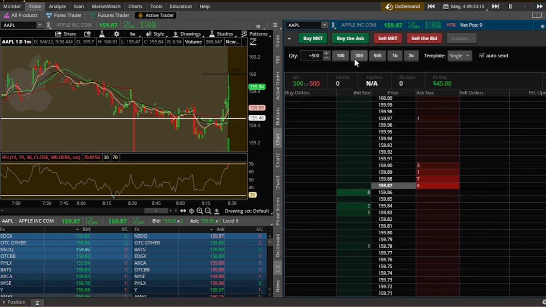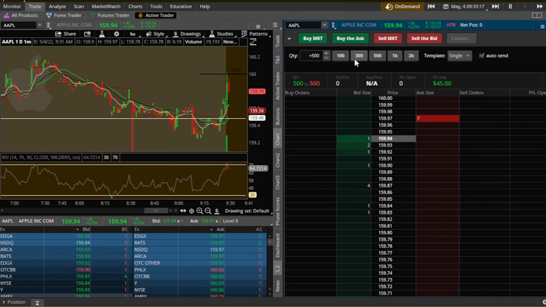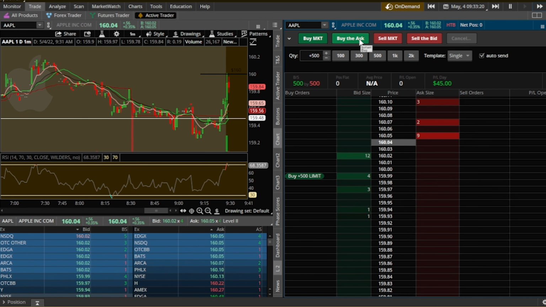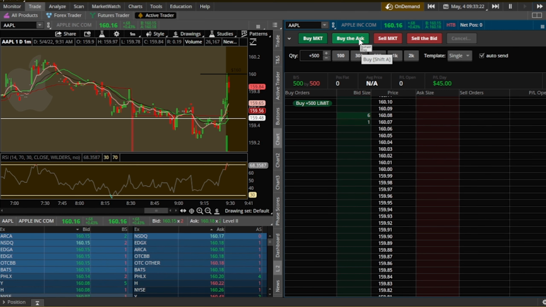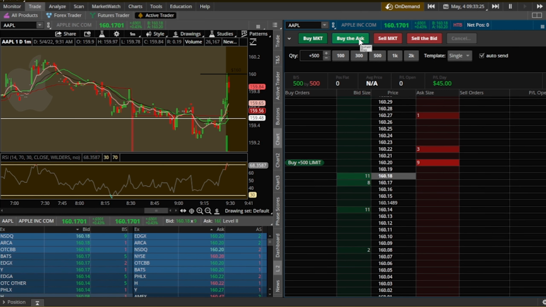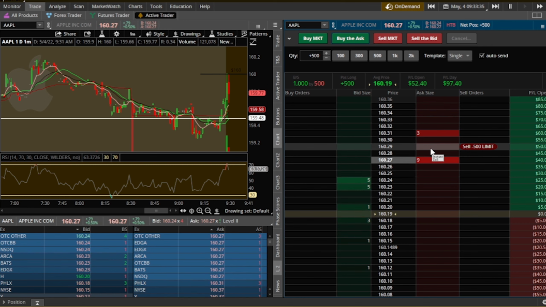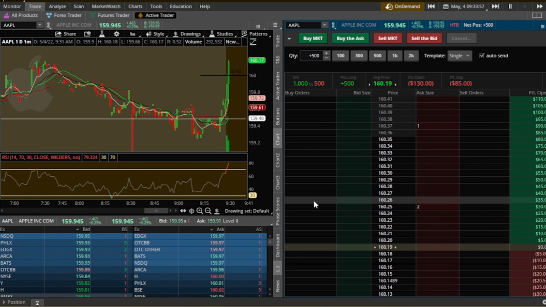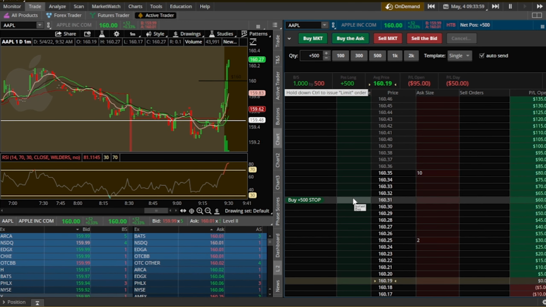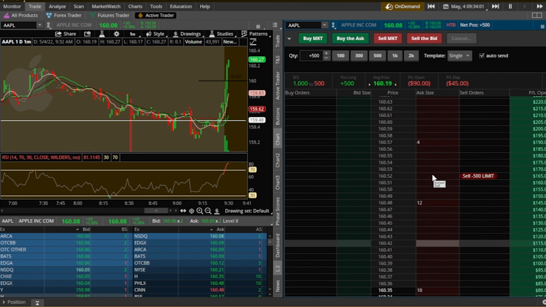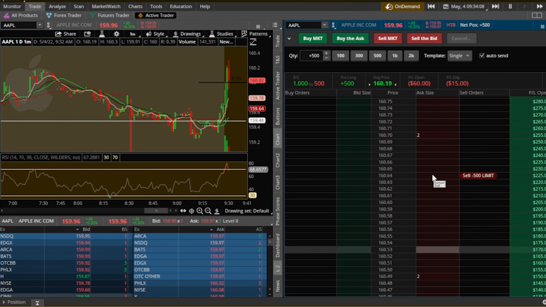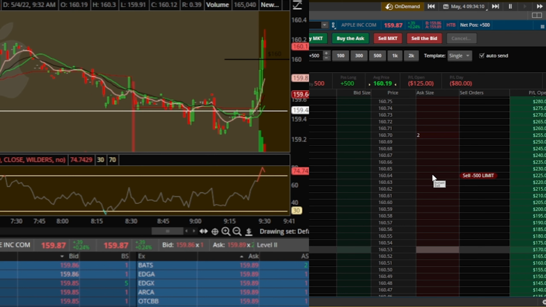But let me show you all how I could have handled that better. See if we can get back above this. I'll get back in this trade if we do. The bids are holding on the level two. The chart's just lagging behind. You can see my active trader here. Let's see. There we go. Where are we at here? 160. Back down. I got in on that candle, rather.